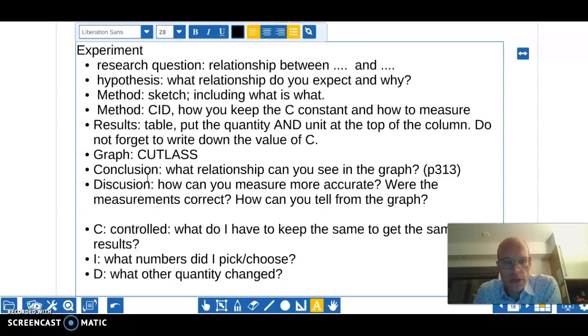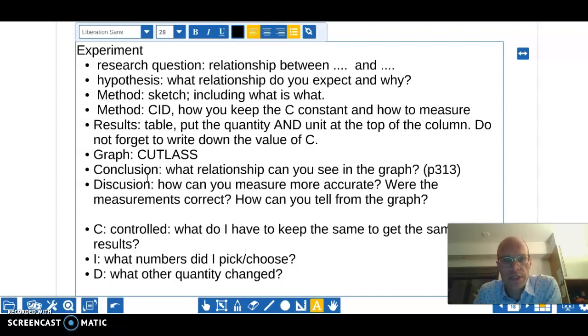Then a conclusion. In a conclusion, you basically need to answer the research question. Because the research question is about relationships, you need to state a relationship in the conclusion. If you don't know what relationships there are, take a look at page 313 in your book. There you can see different relationships: proportional, linear, quadratic, inversely proportional. They're all different types of relationships. You have learned them in math, and we use them in physics.